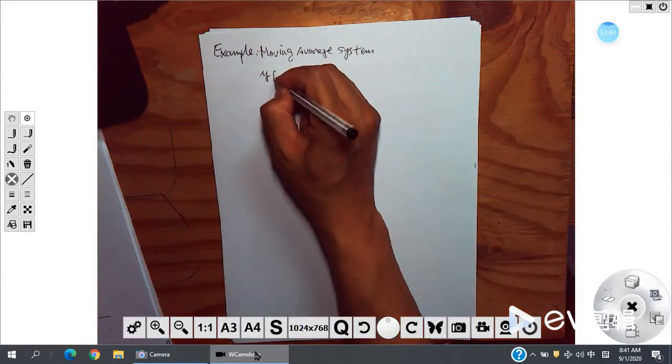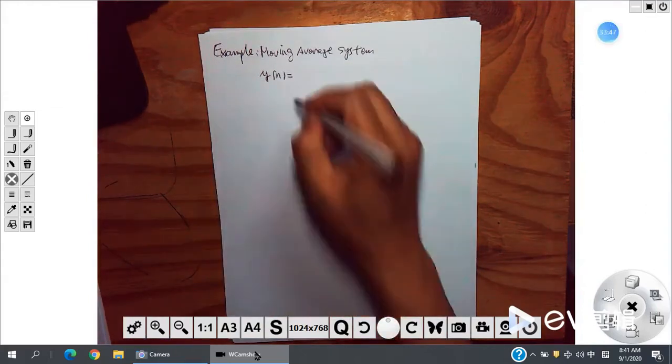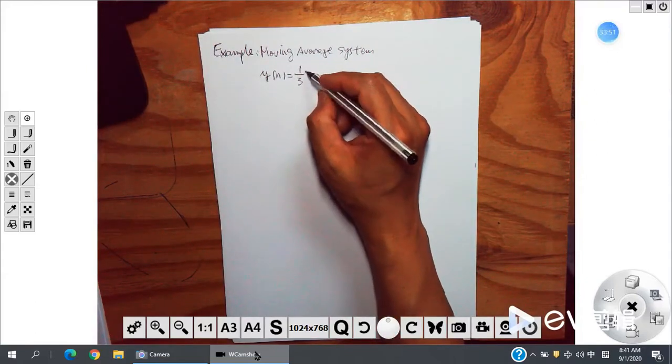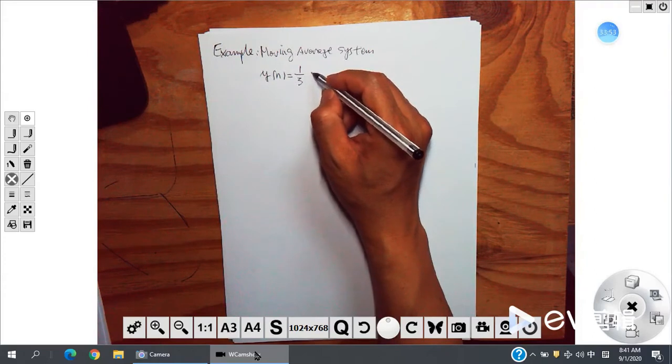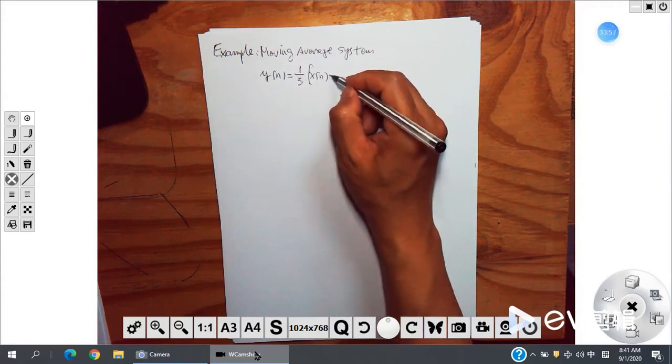Y of n equal to... So how many terms for the average? We take 3 terms. You can also have any number of terms: 2 terms, 3 terms, 4 terms, 10 terms, or 100 terms. You take the average. They are also called moving average.